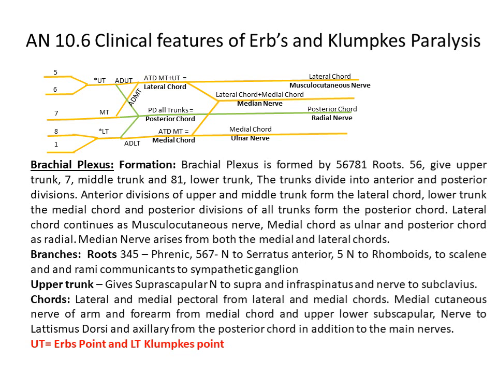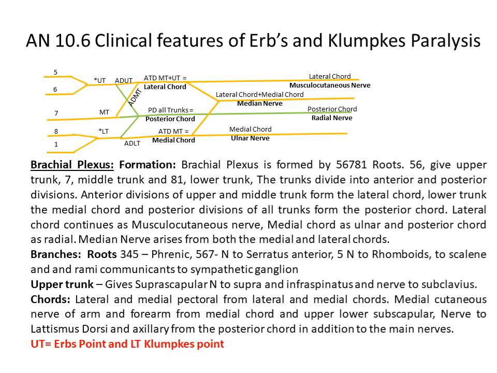The anterior division of the upper and middle trunk form the lateral cord, lower trunk the medial cord, and posterior divisions of all trunks form the posterior cord. Lateral cord continues as musculocutaneous nerve, medial cord as ulnar, and posterior cord as radial. Median arises from both the medial and the lateral cords.